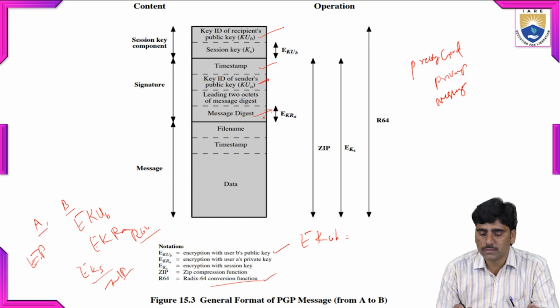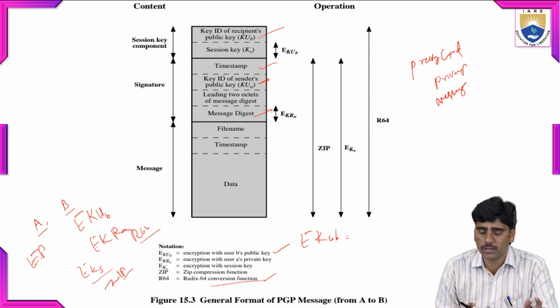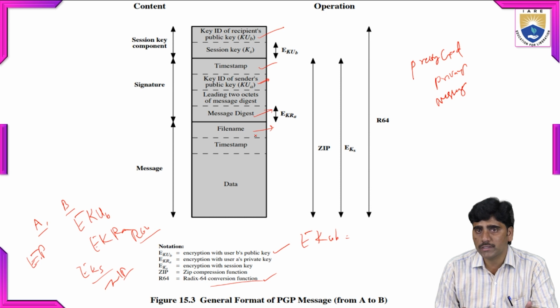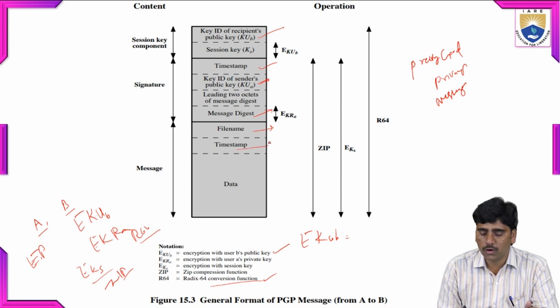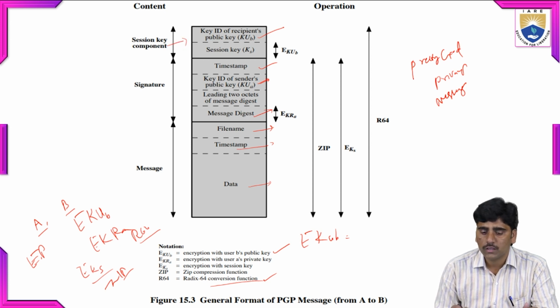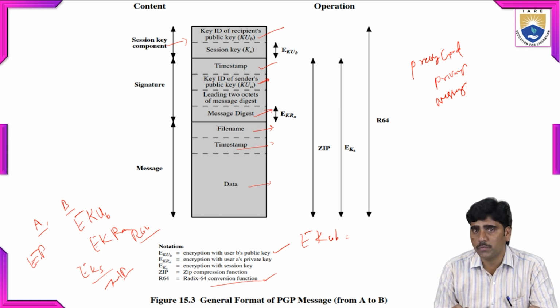And the message digest is nothing but the message compressed or reduced, and the file name of the file you want to compress, and the timestamp, how much time you want to use for that file, and the data contained in the file. So these are all the fields that make up the session key components. These two are the session key components. What are those? Key ID of recipient's public key and session key. Those two are the session key components.